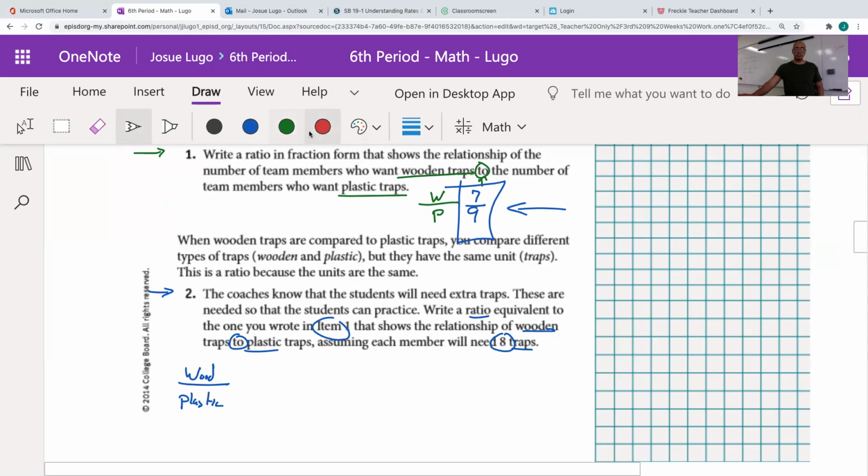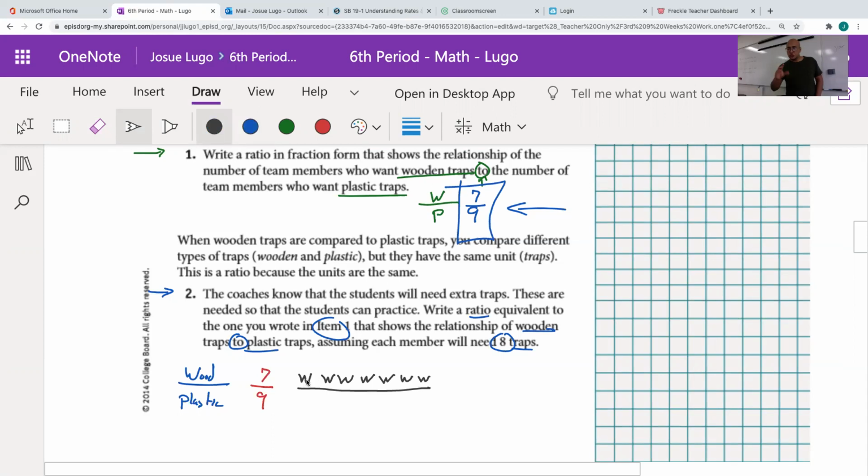We know that the ratio is 7 wooden for every 9 plastic. But now we know that each one of those, so let me just break this down. Let's suppose that each of these W's represents a student that's going to be using a wooden mousetrap. So here's one student using wooden, 2, 3, 4, 5, 6, and 7.